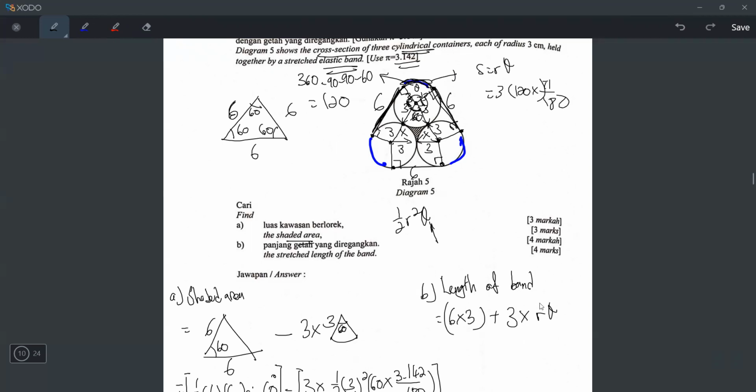But let's write it down in the answer space. So 6 times 3, which is here, here, and here only. But I still have to add the length of the arc, which is the r theta formula. The r is 3, and then the theta will be 120. But 120 has to be times pi. But the pi, they say use 3.142. So let's follow them. So times 3.142, divided by 180. And then I will close the big bracket, but don't forget to times 3 again, because there's 1, 2, 3, and these 3 are the same size, that's why you can times 3.